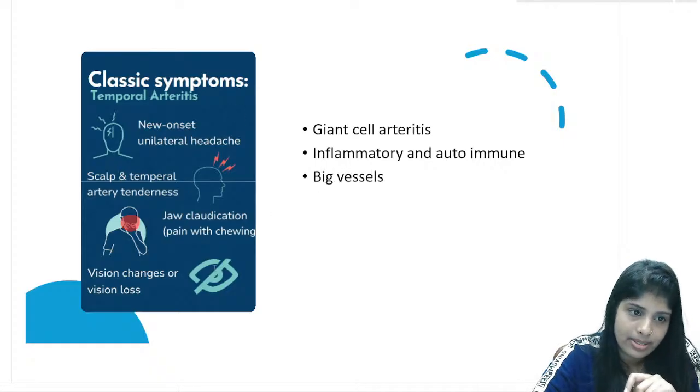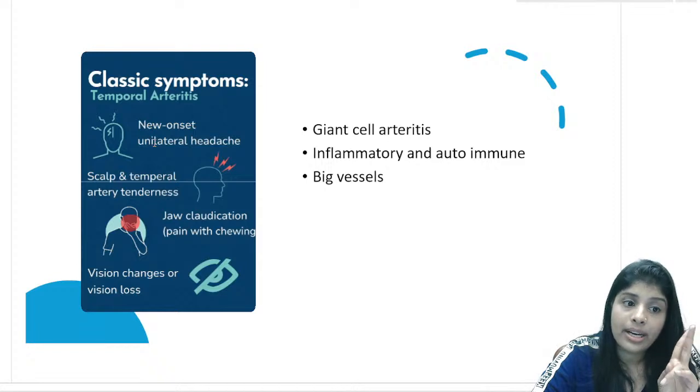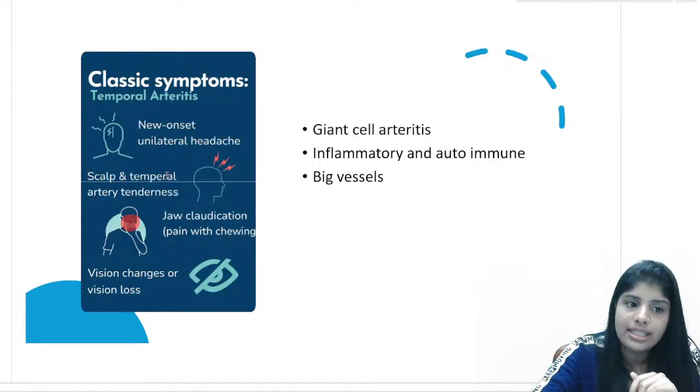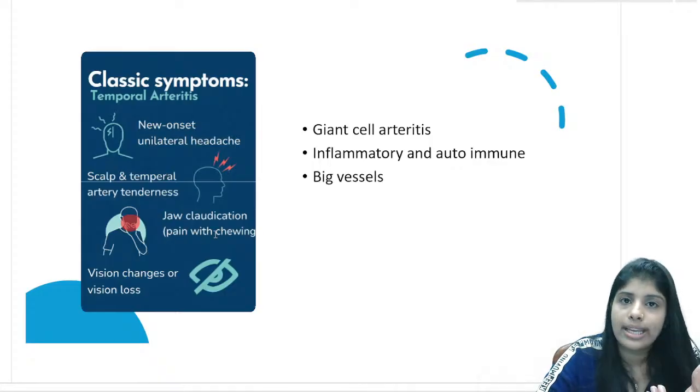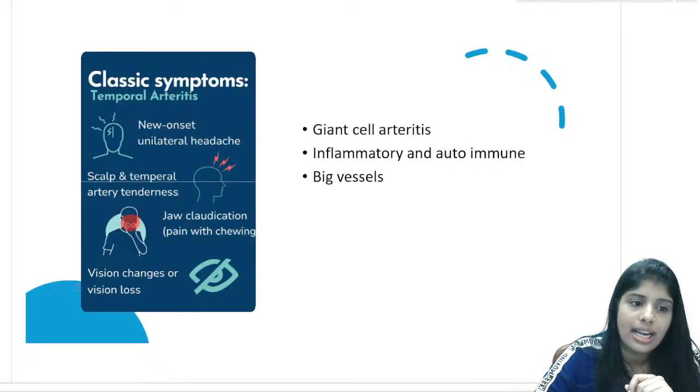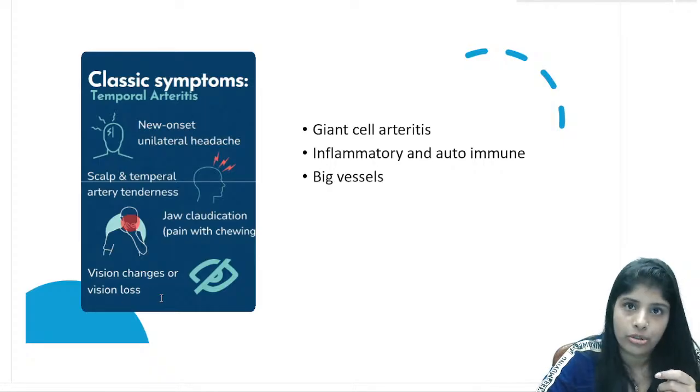So the classic symptoms are what? Unilateral headaches, scalp and temporal artery tenderness, because the temporal artery is getting inflamed, so obviously there can be temporal artery tenderness, and jaw claudication. What is jaw claudication? When you move the jaw, there is pain, that is jaw claudication, and there can be vision changes or vision loss, and there can be diplopia also.